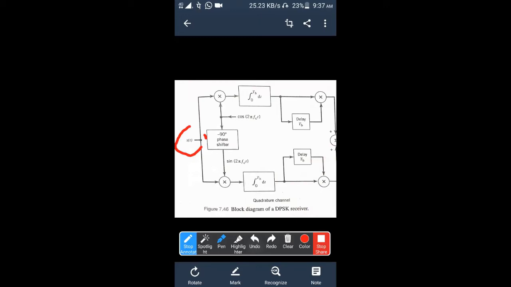As usual, the DPSK receiver, we start with the received signal x of t. x of t has two parts, as we know, that is s of t plus w of t. Nice. For this particular discussion, I leave the noise w of t, we forget about noise for some time. So only take up the transmitted signal in this x of t. As I said, what is my first operation? Multiply with cos 2 pi f_c t and sin 2 pi f_c t.